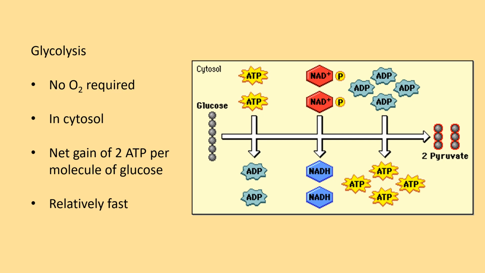So for now, please just know that glycolysis means splitting glucose, where 1 6 carbon glucose molecule will be split to form 2 3 carbon molecules of pyruvate or pyruvic acid. And it does require a little bit of ATP to create this process, but we generate a little more ATP. And glycolysis does not require oxygen. It occurs in the cytosol of the cell, and it is a relatively fast process.